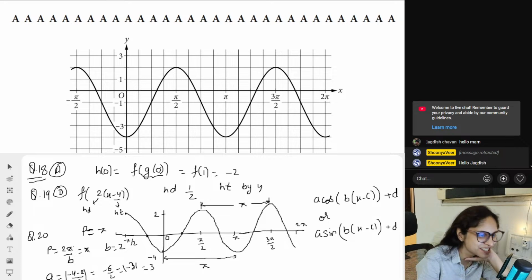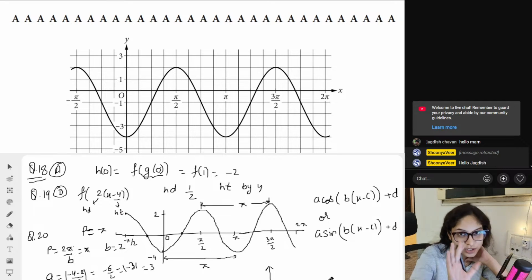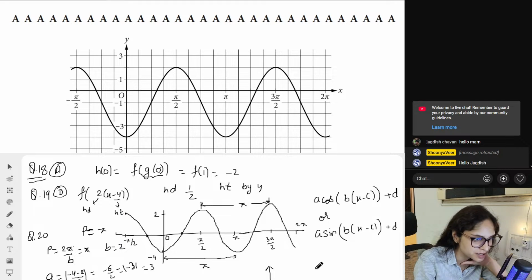Okay. So now I'll make the unit circle. Like I told you, initially if it were not shifted, this will be 0, this will be pi because the period is pi, this will be half of it, pi over 2, this will be pi over 4, and this will be 3 pi over 4.